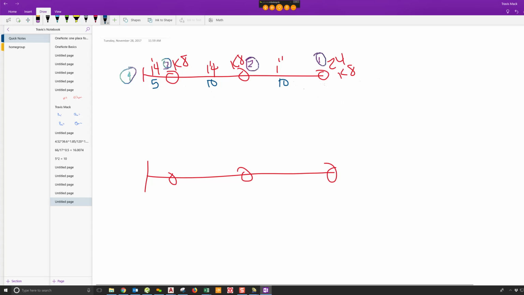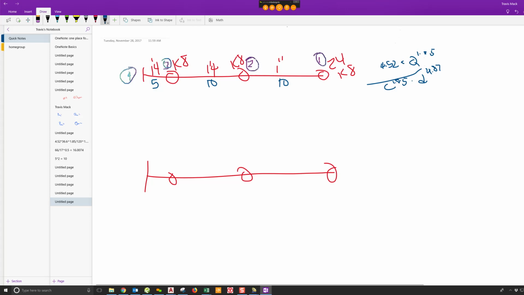So our friction loss from here to here, we do 4.52 times Q to the 1.85 over C to the 1.85, D to the 4.87. And yes, I know it's horrible that I have that damn formula memorized.